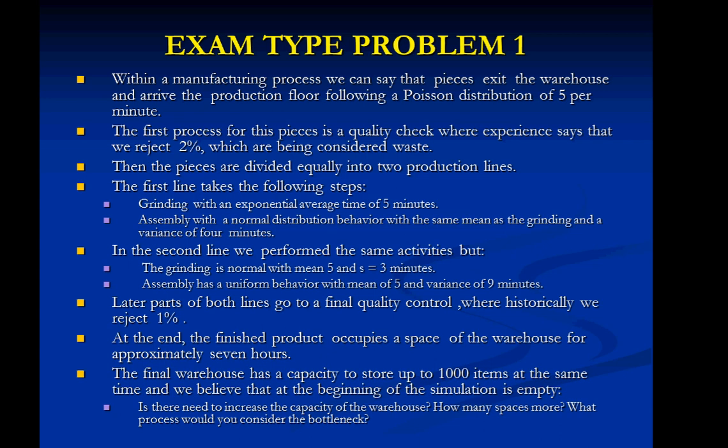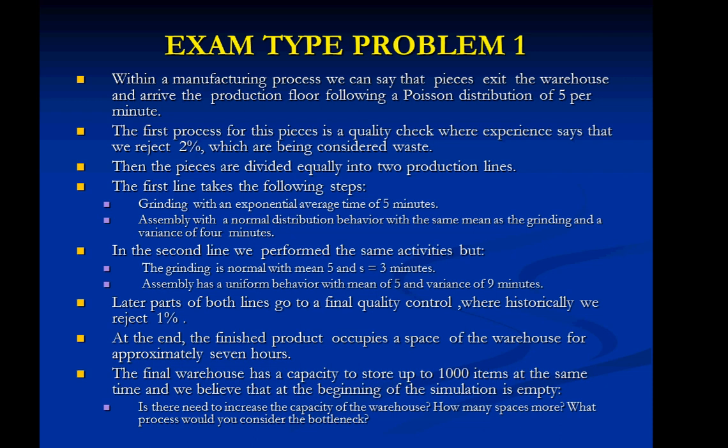The first process for these pieces is a quality check where experience says that we reject 2%, which are considered waste. Then the pieces are divided equally into 2 production lines. The first line takes the following steps: grinding with an exponential average time of 5 minutes, assembly with a normal distribution behavior with the same mean as the grinding and variance of 4 minutes.